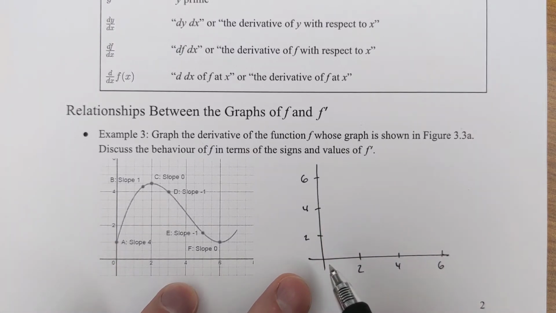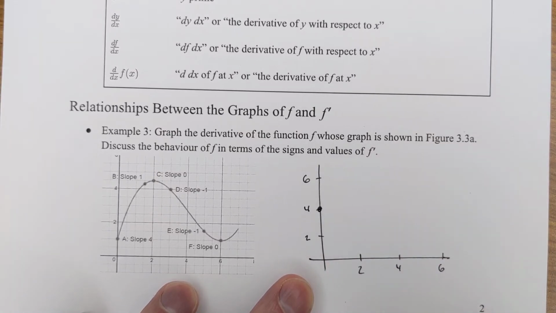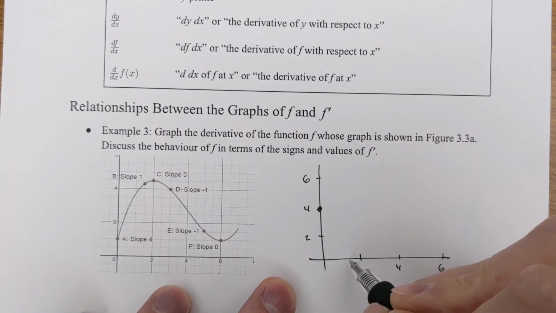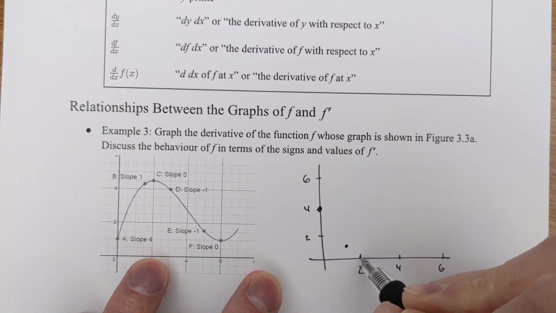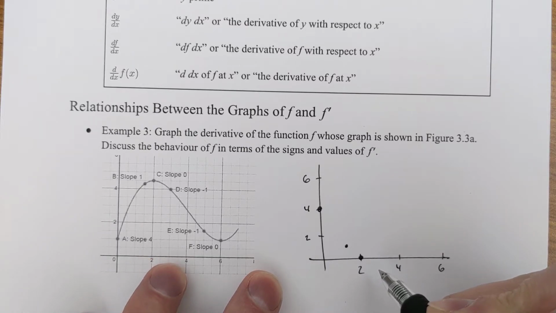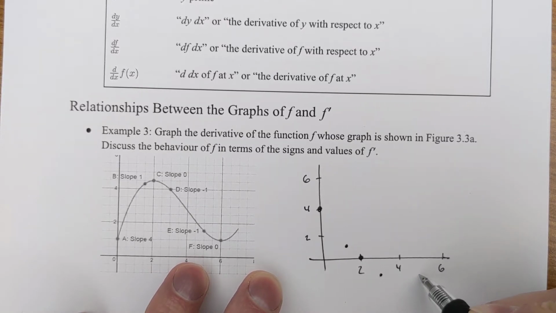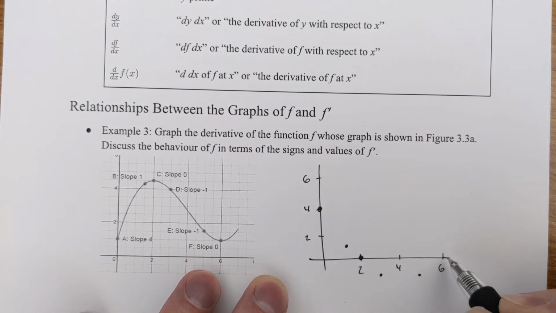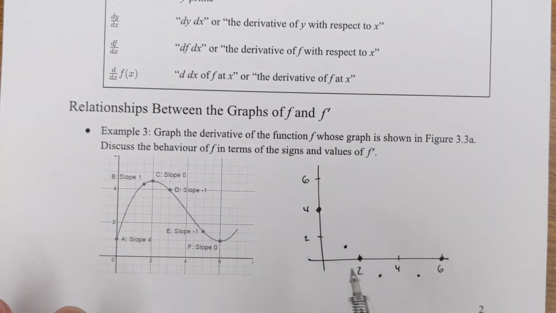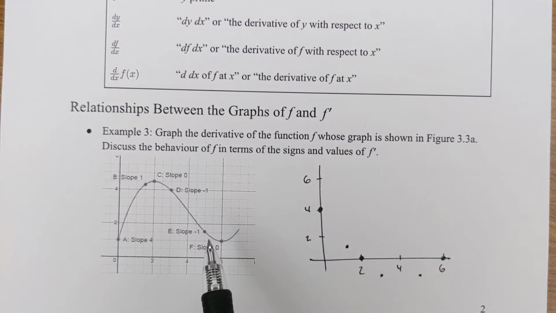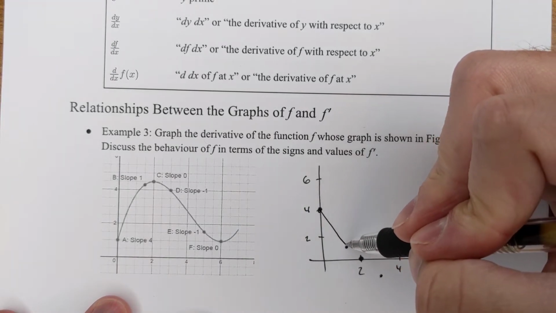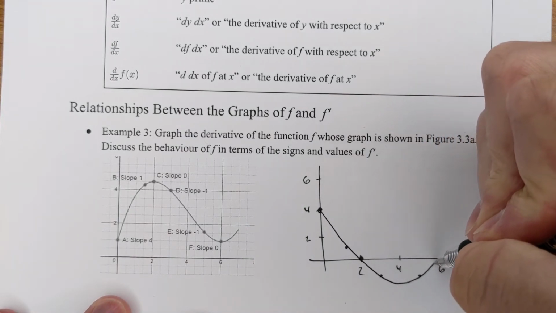So when x is 0, the slope is 4. So that'd be there. Here at about 1.5, the slope is 1. At 2, the slope is 0. At 3, the slope is -1. Whoops, down here. At, what is that, 5? The slope is also -1. And at 6, the slope is back to 0. So essentially, instead of using x and y, I'm using these slopes as my y values for my function. So if I graph this, it's going to look something like that.